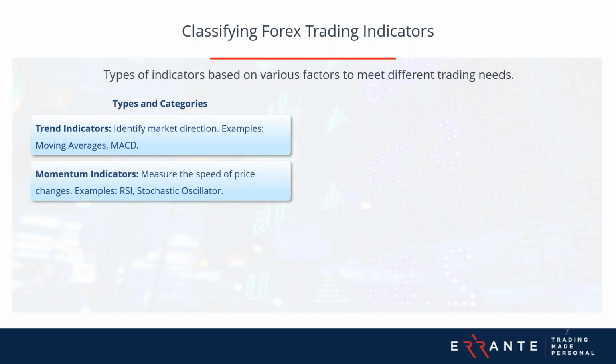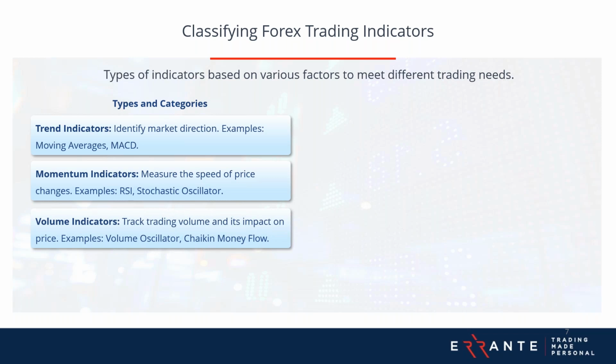Next, there are momentum indicators, and these are like speedometers for the market, measuring how fast prices are changing. If you see a car speeding up, it's similar to a currency price moving quickly. RSI and the stochastic oscillator are popular momentum indicators. That's why we are trying to cover, let's say, the broad picture about both of them in today's webinar.